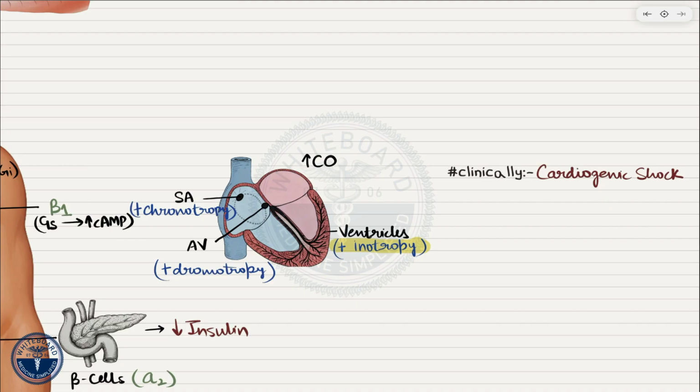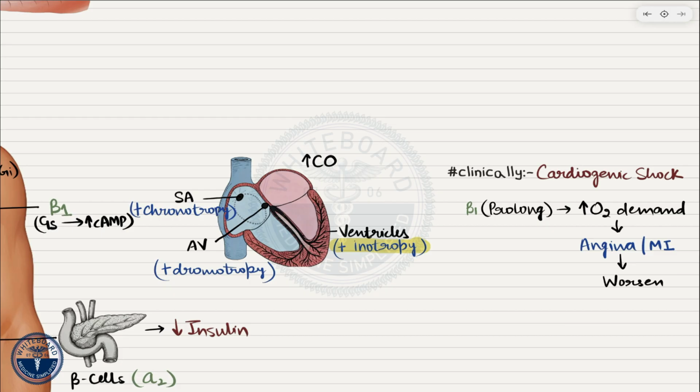However, this effect can also become problematic if beta-1 stimulation is excessive or prolonged. A heart that beats faster and contracts more forcefully requires more oxygen. Therefore, increased beta-1 activity raises the oxygen demand of the myocardium. In patients with angina or myocardial infarction, this increased oxygen demand may worsen the condition. For this reason, instead of stimulating beta-1 receptors, we often use beta blockers in these patients to reduce the workload and oxygen requirement of the heart.